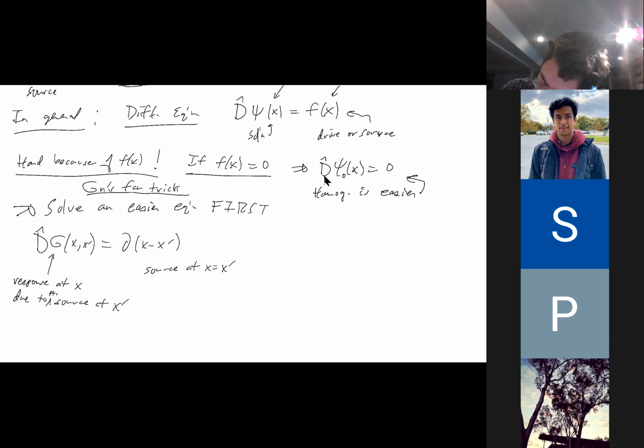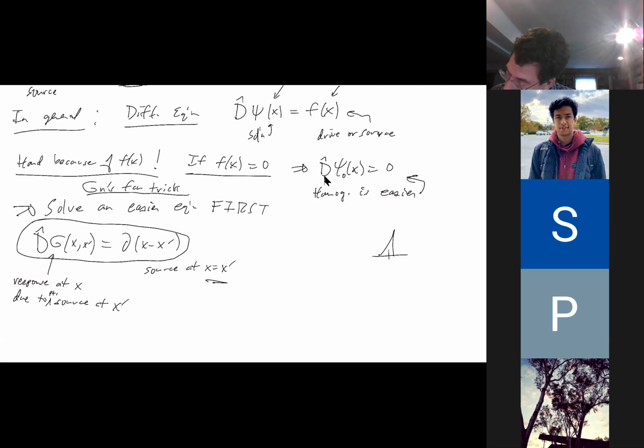And so this is an easier equation. I'm basically saying, what if I put a delta function source at x prime, then what happens at the distance x? And so think of it like this. Here's x prime, and then here I have some x. The system responds in some weird way, and that response is the Green's function. The Green's function is just saying, how does my system respond at x due to the source at x prime?